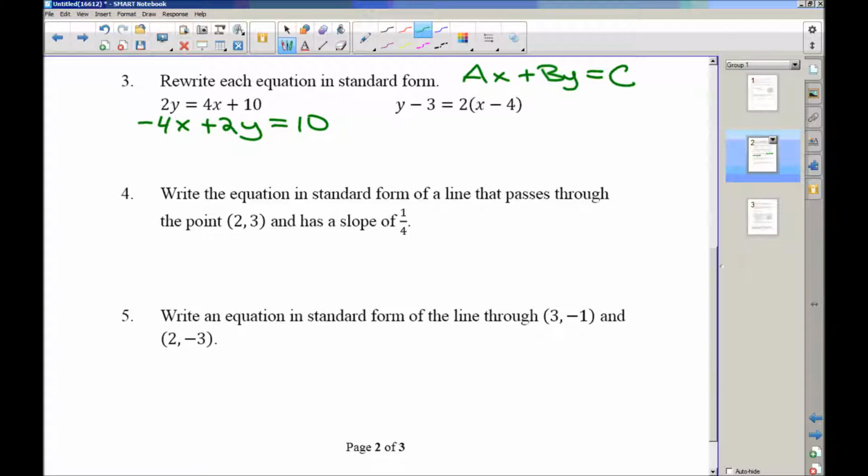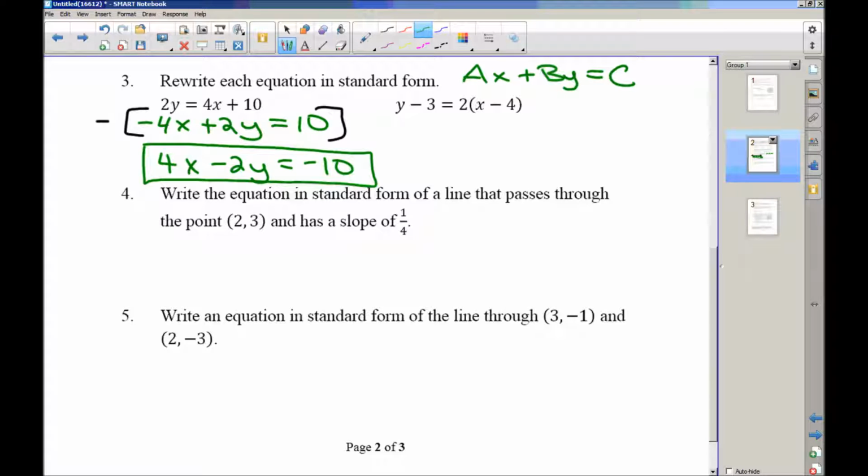Now this is okay for standard form, but by convention we like the input variable's coefficient to be positive. So I'm going to times everything by a negative, which will just flip all the signs on the inside. So it'll become positive 4x, and instead of plus 2y, instead it'll be minus 2y. Instead of positive 10, it'll become negative 10.